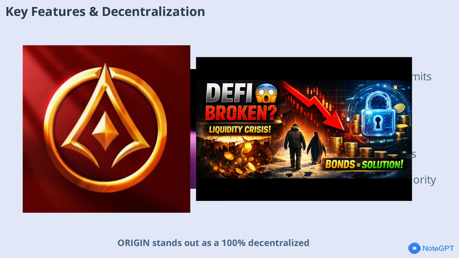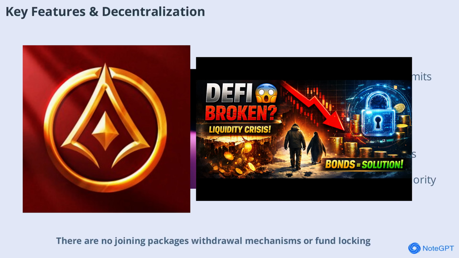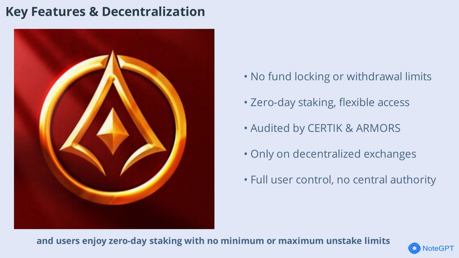Origin stands out as a 100% decentralized project with no centralized control over your funds. There are no joining packages, withdrawal mechanisms, or fund locking, and users enjoy zero-day staking with no minimum or maximum unstake limits. The lgns token, central to the platform, is not pre-mined and is only available on decentralized exchanges like QuickSwap. Security is a top priority, with full chain audits by CRTIK and treasury contract audits by ARMORS.